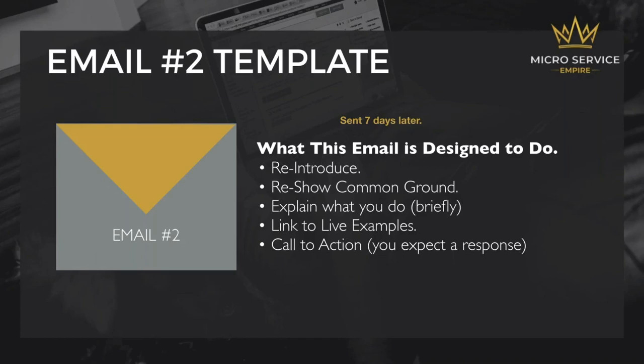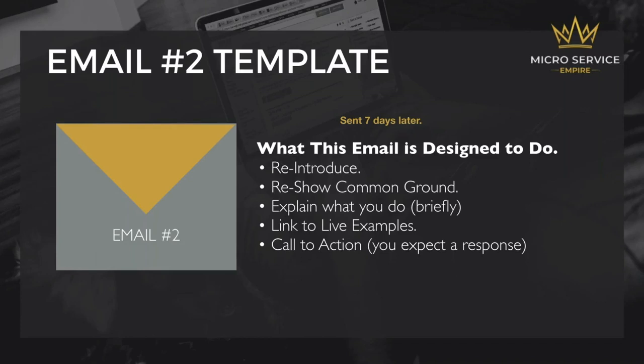Email number 2 is sent 7 days later. 7 days later is on purpose. We don't want to seem clingy. We don't want to seem like we're in a hurry. We don't want to seem like we're struggling for business, so we're emailing the crap out of them 2-3 days in a row. Does everybody understand that?